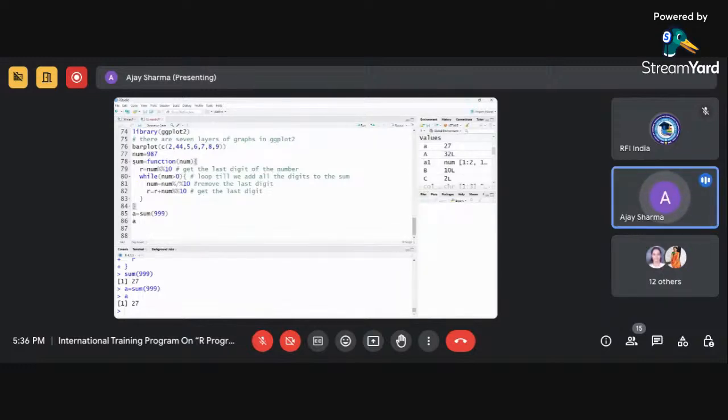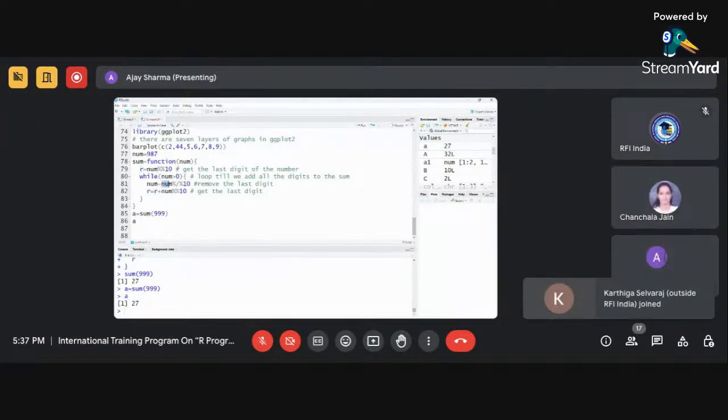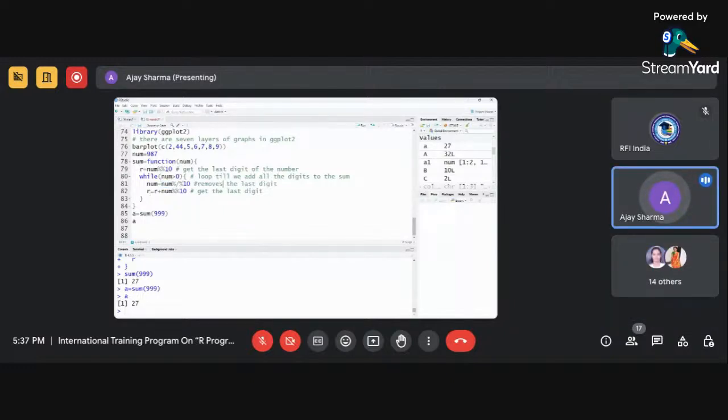I've taken the name of the function as sum, and I'm passing one argument to it. Now this double percentage is used to extract the last digit of the number, the remainder. Once I've taken the remainder here in R, I can remove that last digit from the number. That is done with percentage slash percentage. Then I can repeat this process till the number is greater than 0.